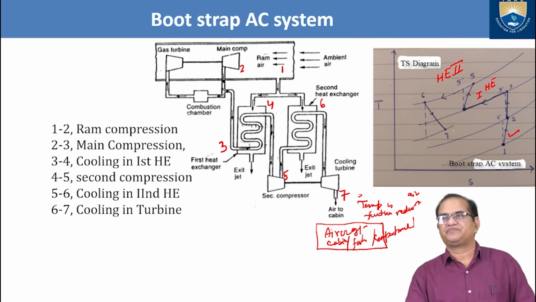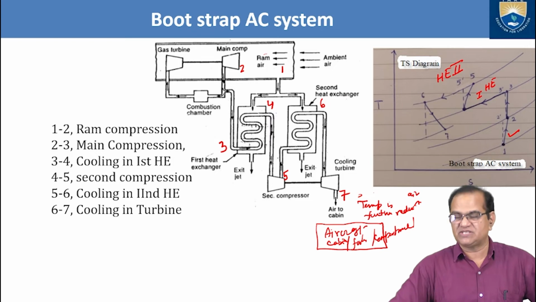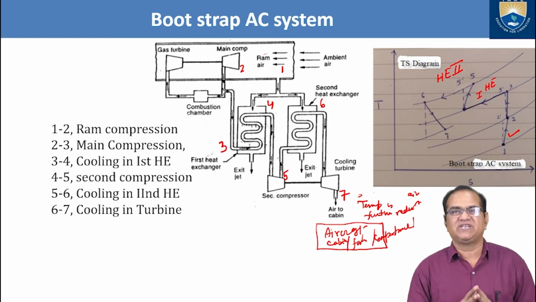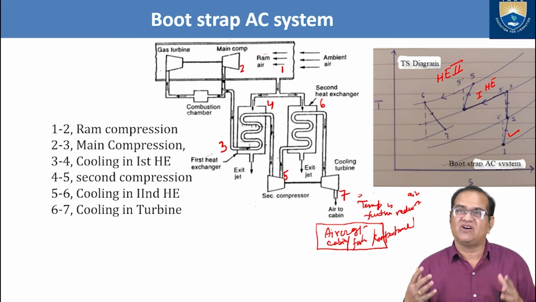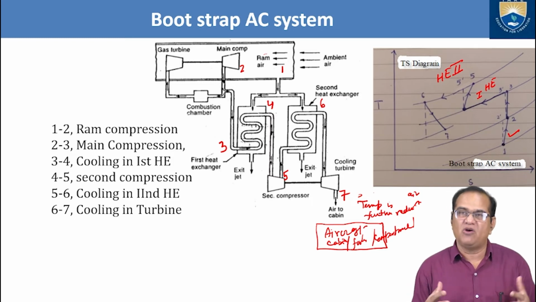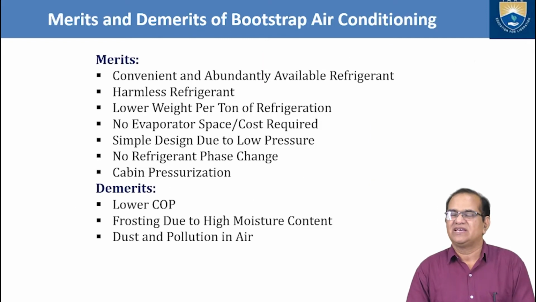So this is the bootstrap air conditioning system, and this system is very effective for a high speed aircraft where the flow of air is sufficient, the velocity of air is sufficient, and the amount of air is sufficiently available, where this can be used very nicely.